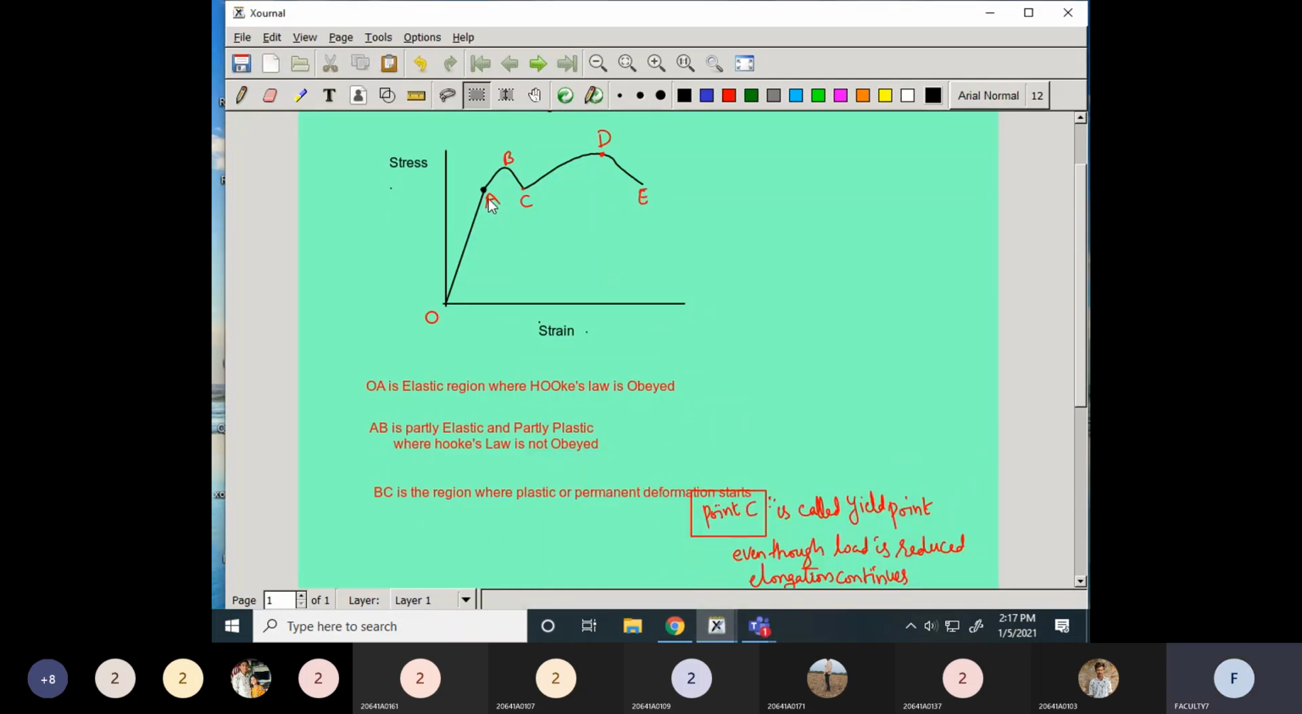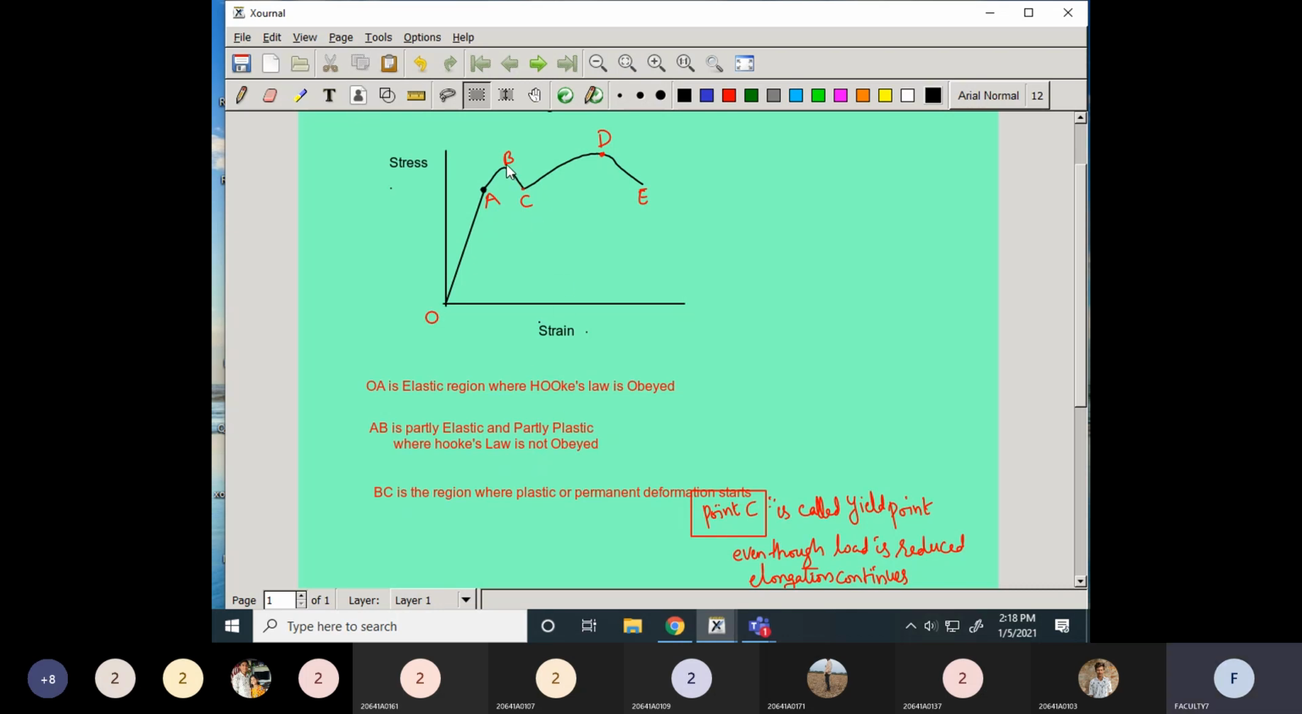Now see here. From 0 to A, we are going to get the elastic region, and we can consider that Hooke's law is being obeyed. Now between A to B, it is non-linear. It will have both partly elastic property as well as plastic property. Plastic in the sense is the opposite of elasticity. Elasticity means regaining the original state, but here it is not going to regain the original state. There will be certain deformation, some extra changes you can expect. So that's why we consider this the region where Hooke's law is not obeyed.